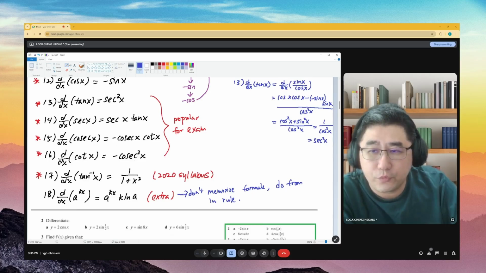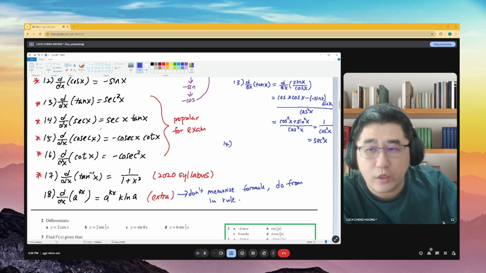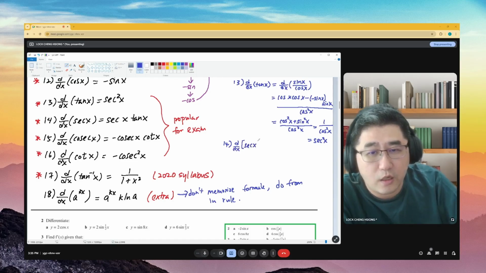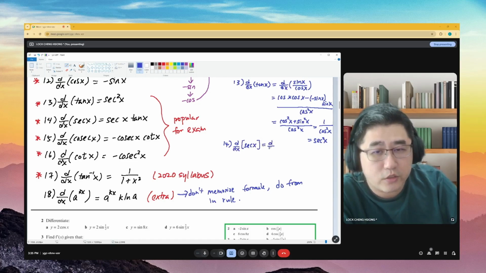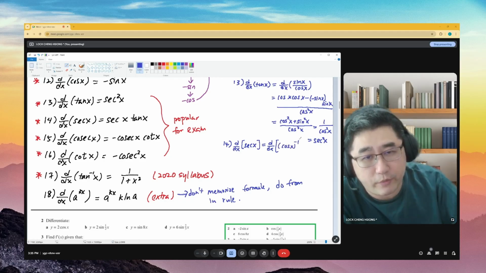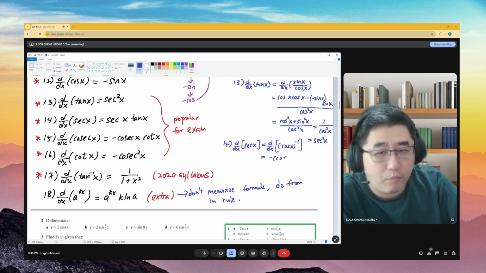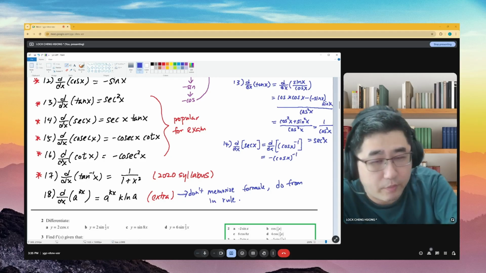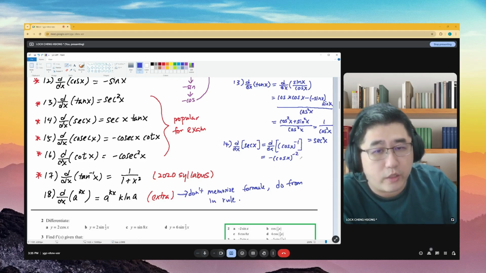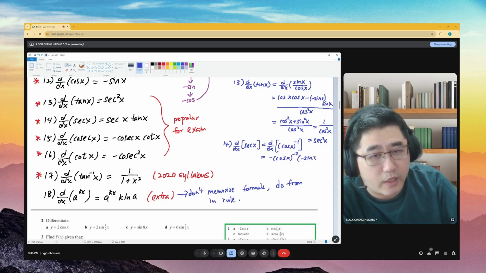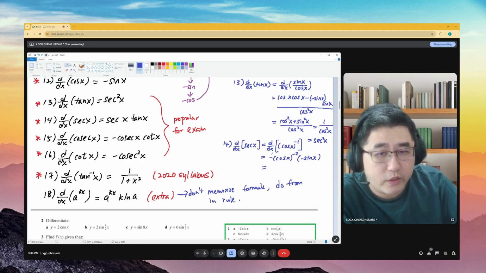Number 14, how do I actually get 14? The derivative of secant, so d/dx of secant x. I can write it as d/dx of cos x to the power of negative 1. Applying the chain rule, bring down the power, minus by 1, becomes minus 2. Then the derivative of the inside becomes negative sine x.